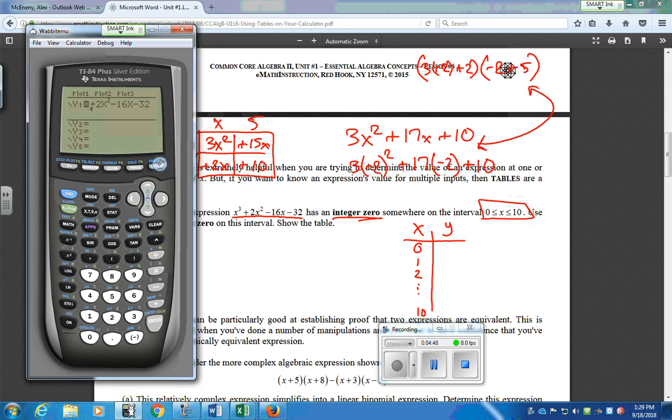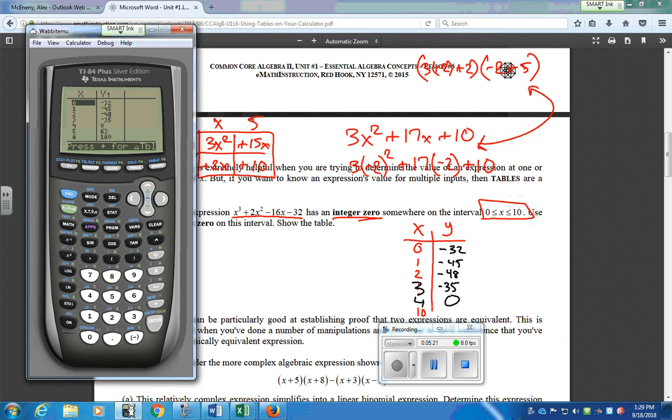So I do second and graph. It says to look at the table. Now you're going to see a 0 right here at 4, 0. So we got 3, 4, we got 0 for that. For the other ones, we got negative 30, negative 35, negative 48, negative 45, and negative 32. So that would be one of our integer zeros.